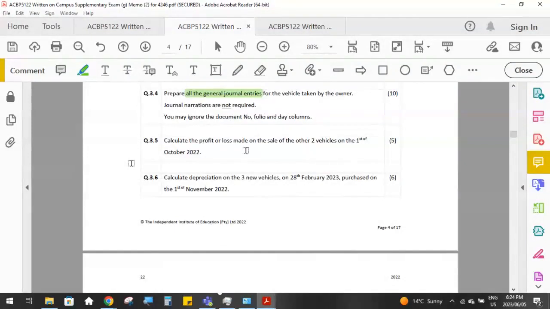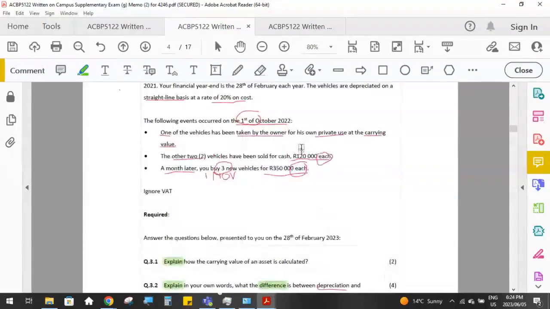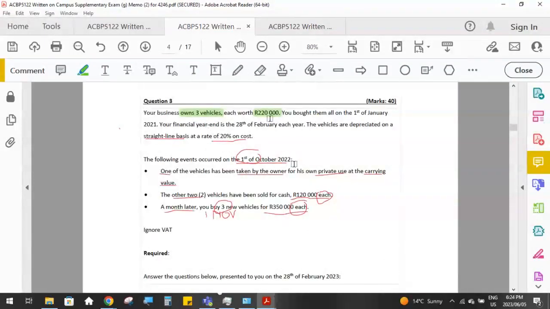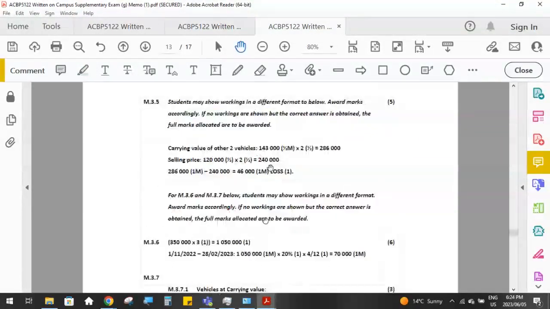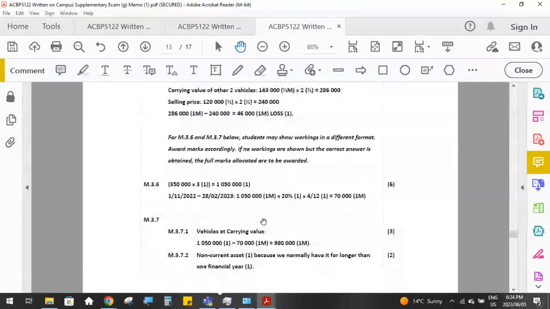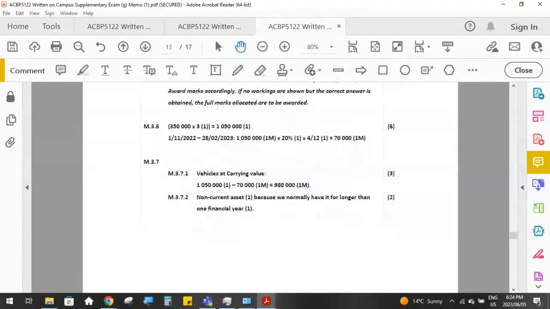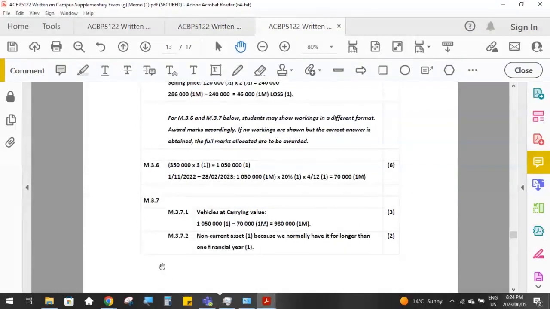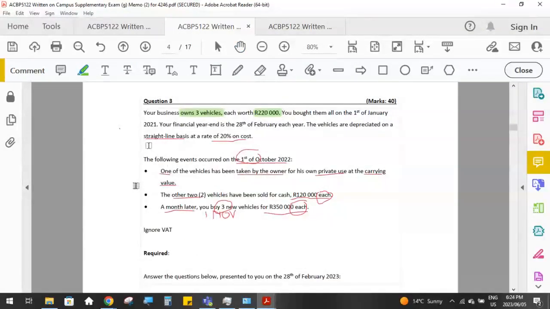Then calculate the profit or loss made on the sale of the other 2 vehicles. So if you remember correctly, the owner took the 1 vehicle, and then also on the 1st of October, we sold the other 2 vehicles for 120,000 Rand each. So remember, we've already worked out that the carrying value of the vehicles is 143,000 up to that date.